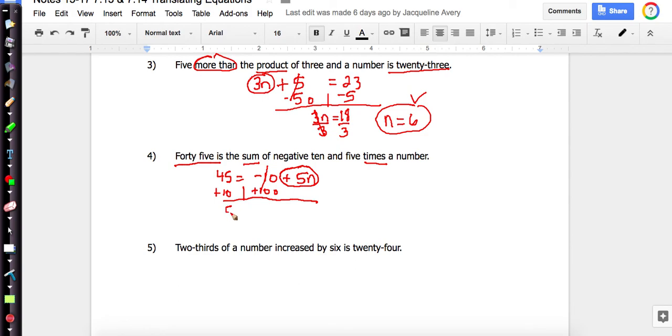45 plus 10 is 55. Equals 5n. And the opposite of multiplication is division. So we divide both sides by 5. And 11 equals n. Or we could switch it around and write n equals 11. Okay, to check it, I do negative 10 plus 5 times 11 and hit equals, and it is, in fact, 45. Okay, that brings us to our last one, and this one's a little bit tricky.